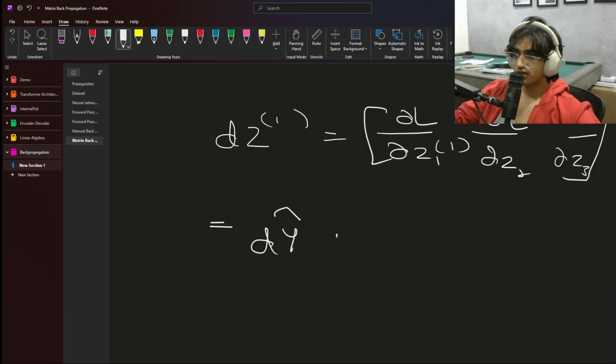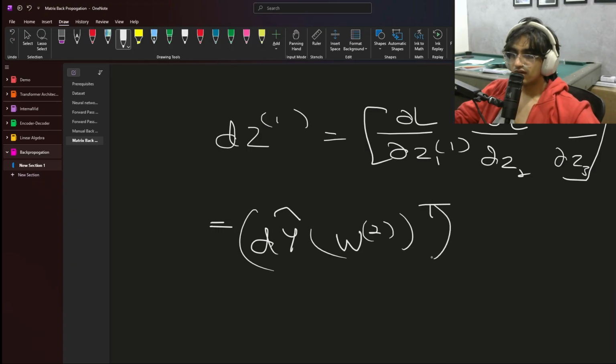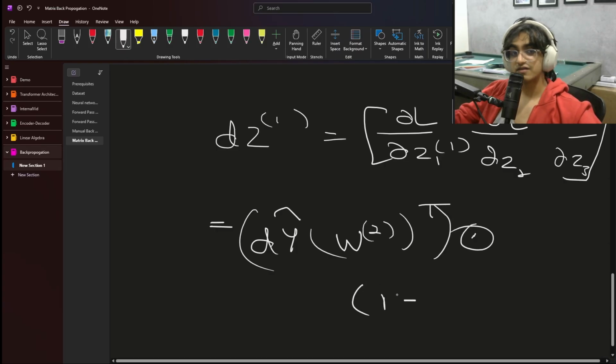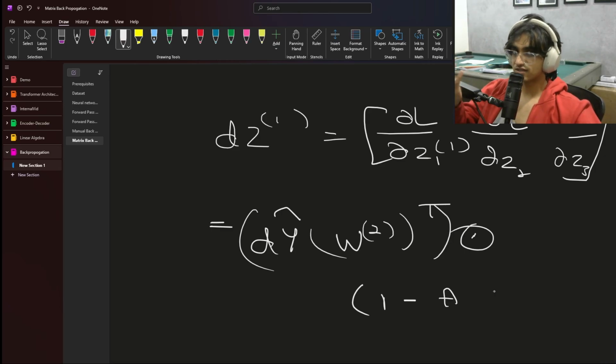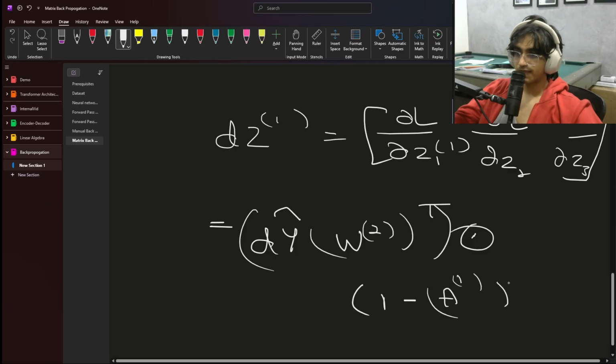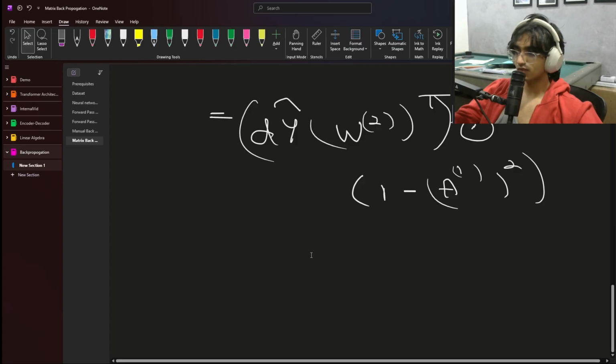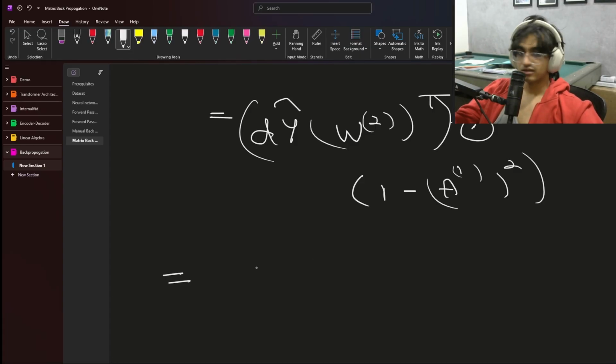So it's going to be dy cap W2 transpose into 1 minus tanh squared of z, the z matrix. As I told you earlier, the tanh of z1 is just going to be a1. Since it's the whole matrix, it's going to be the a1 matrix, the whole square. I'll tell you what this symbol means. The symbol is basically the element-wise product.